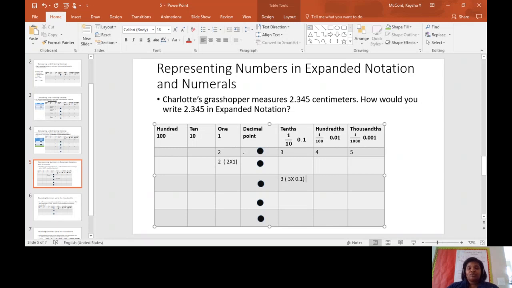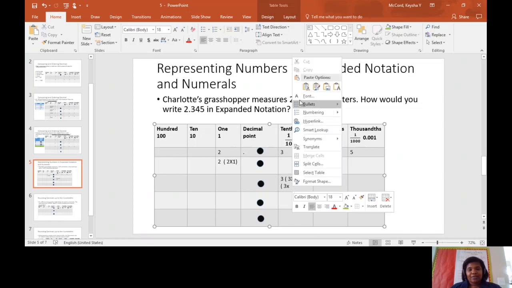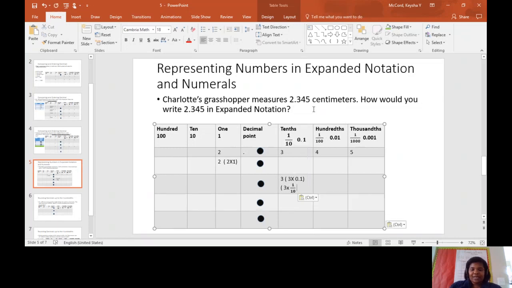Now, if you wanted to, you could also write it in fraction form. 3 times 1/10. And wham. Let's go to our next number, okay?